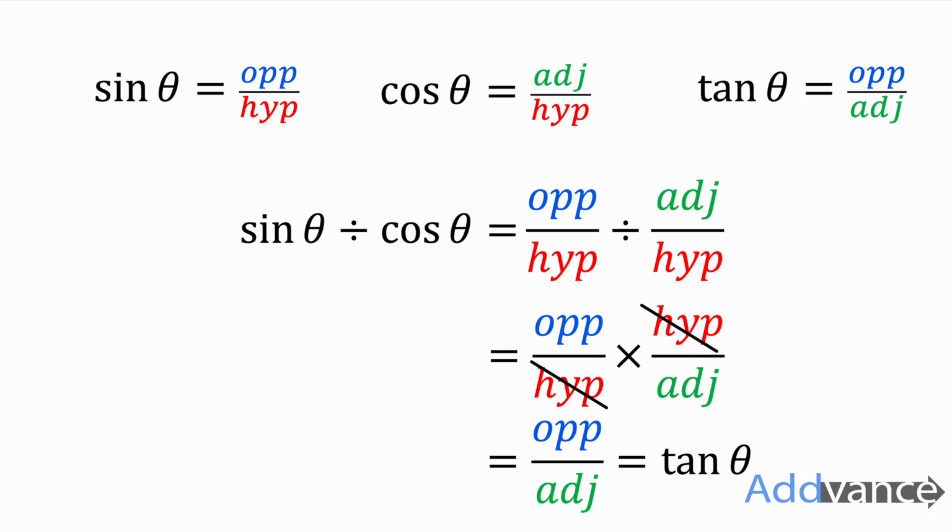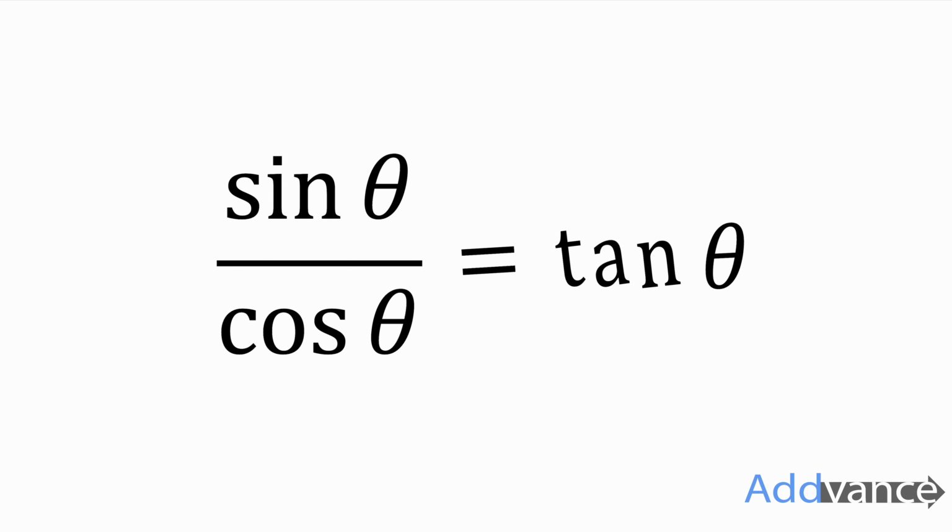And so we've shown that sine of theta divided by cos of theta is always equal to tan. And that's again a really famous equation in mathematics. It's an identity in mathematics which is always true no matter what theta is.